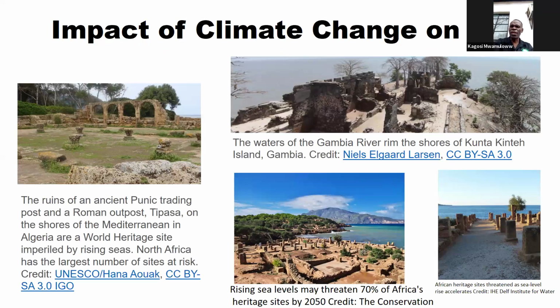So what you have there is a slide showing the impact of climate change on OUV. We've got some examples of sites depicted in terms of sea level rise and its impact on heritage. Most of those sites you see there are found in West Africa. As the sea rises, it targets those heritage sites which are along the coast. If we can go to the next slide.